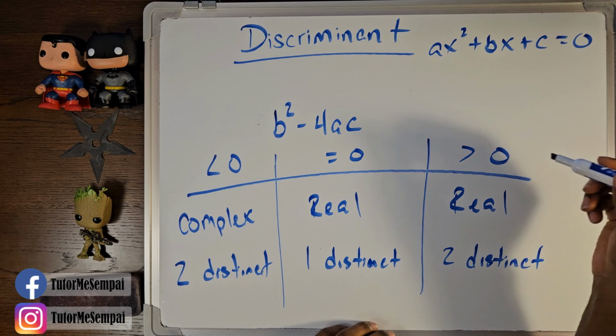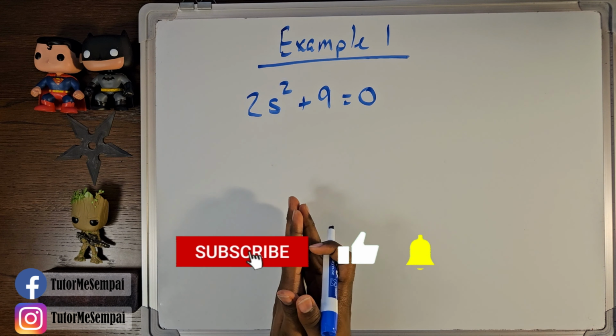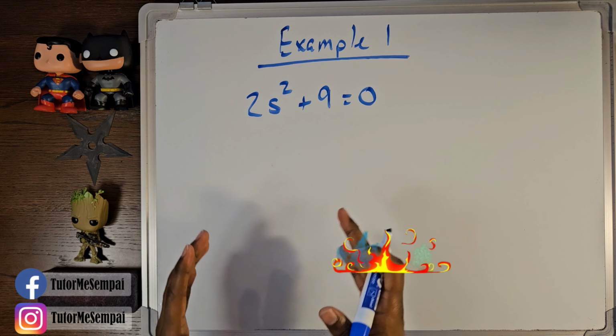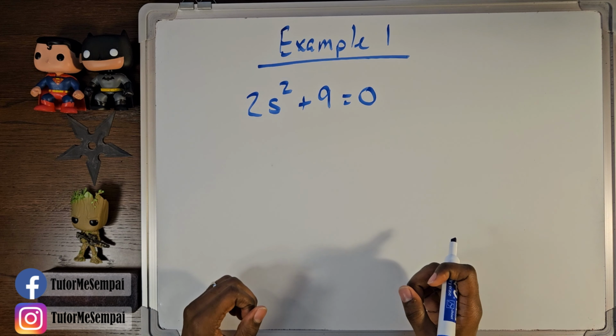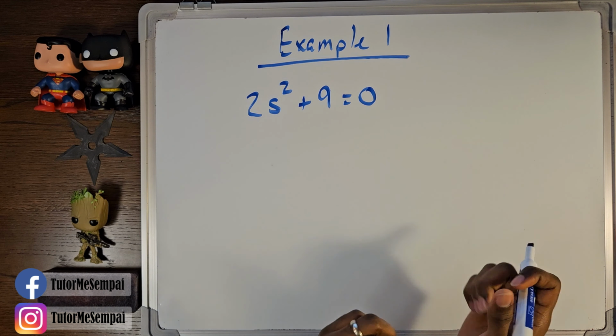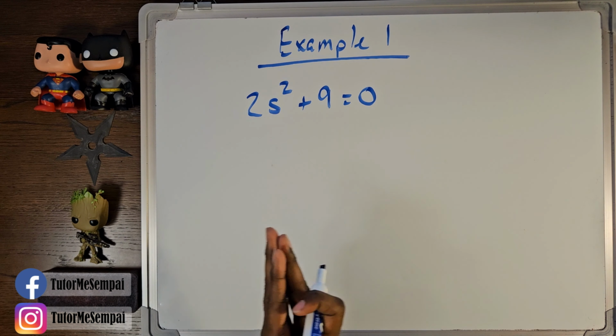So for our first example, we have 2s squared plus 9 equals 0. And we want to use our discriminant to find the nature of these roots. Are they going to be complex? Are they going to be real? Are they going to be distinct, or are they going to be the same? So the first thing we want to do is identify our a, b, and our c.